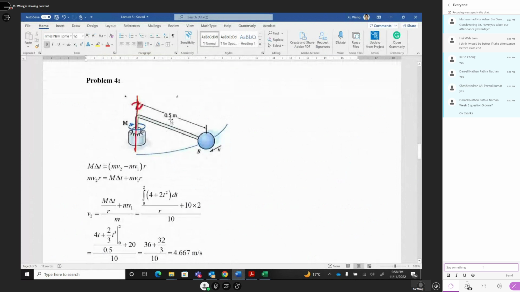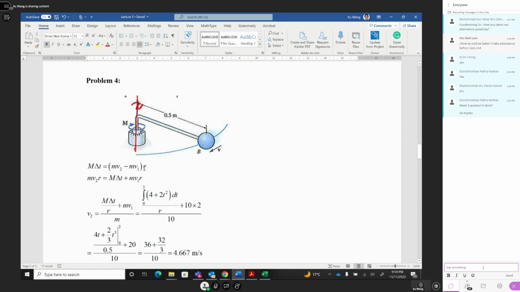So we have M times t equal to the second momentum multiplied by the radius, which is angular momentum, and the minus at the beginning momentum multiplied by this r becomes angular momentum. This angular momentum change equals M_t. All right, so from here we want to solve for v2.